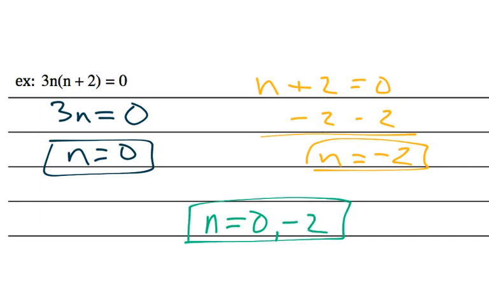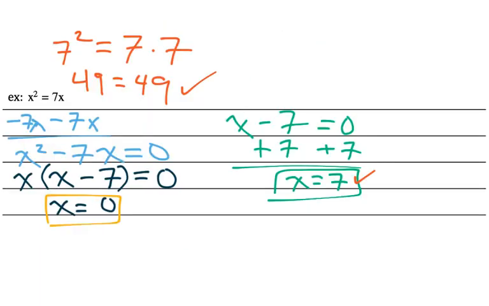Plugging 0 back in here, 0 times anything gives me 0. Plugging negative 2 in here, negative 2 plus 2 gives me 0, and that checks out as well. Since we didn't rewrite these as one answer, let's go back and fix that.